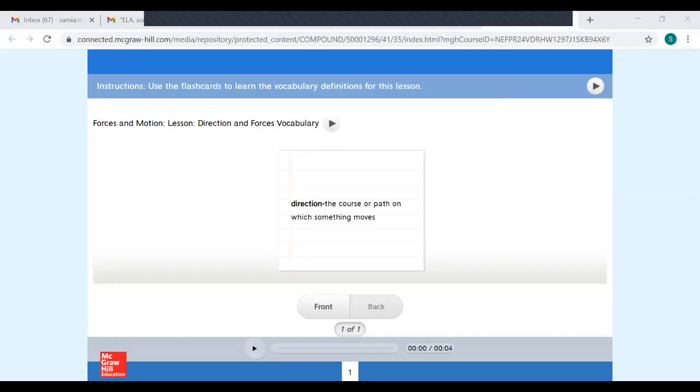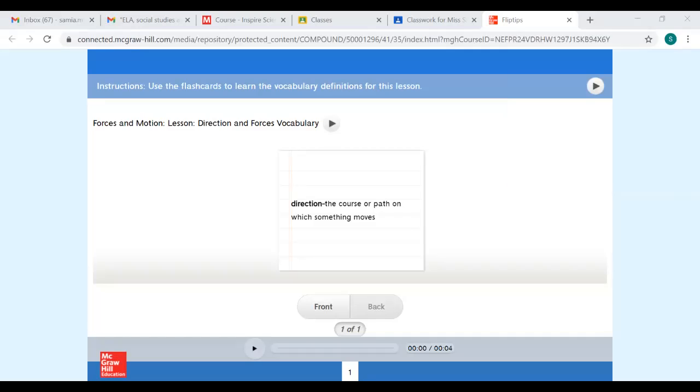We are on the module Forces and Motion, and we are on lesson 3, Direction and Force. Let's look at a vocabulary word we're going to learn. You're going to see this word used in the content that you'll be learning. The word is direction. Can you see direction?